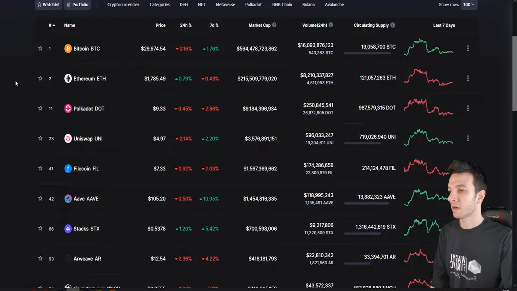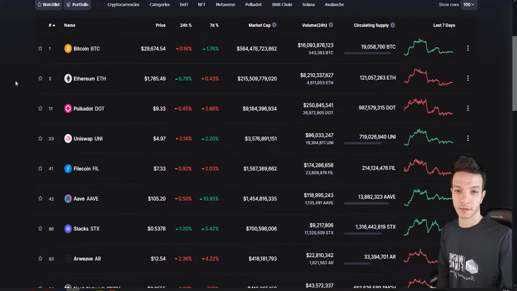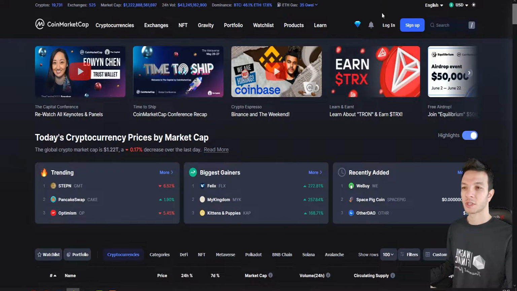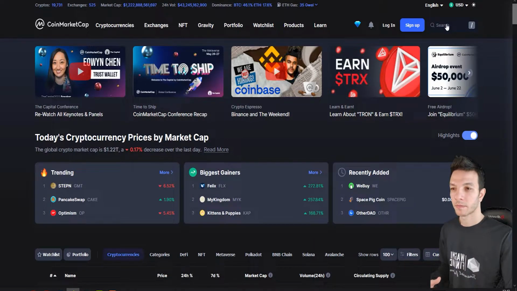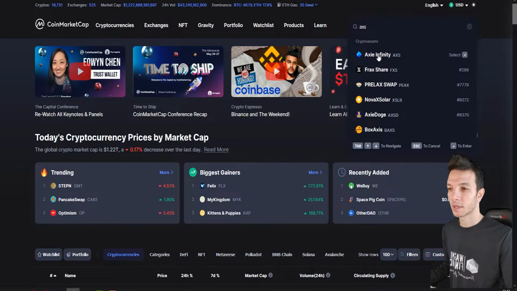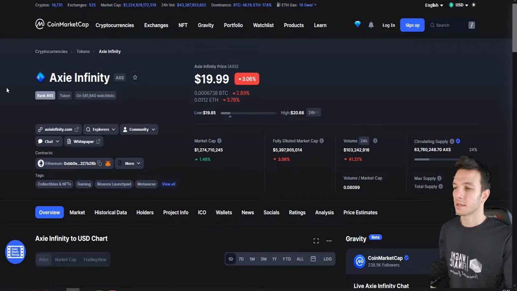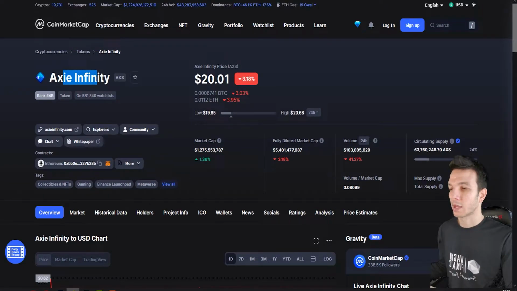Any other projects you find that don't have these three properties, they are called tokens. Just to give you an example of tokens, if we type here AXS, we find Axie Infinity. What is Axie Infinity? It's just a gaming project built by one of the biggest and greatest gaming companies in the world, Ubisoft. This is a token, not a coin.